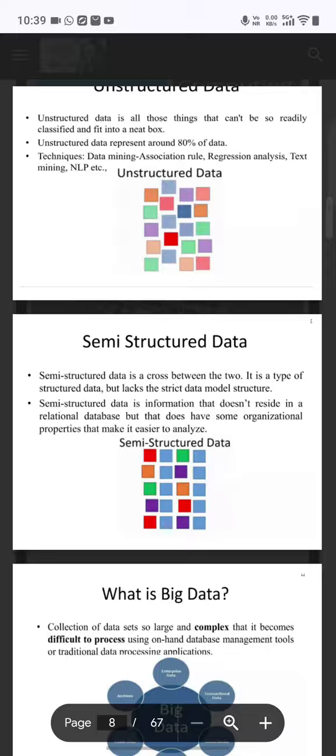Whenever we want to store our data in a structured format, we can store it in a structured format. And whenever we want to go with an unstructured format, we can store it in an unstructured format. This is how semi-structured data will be.